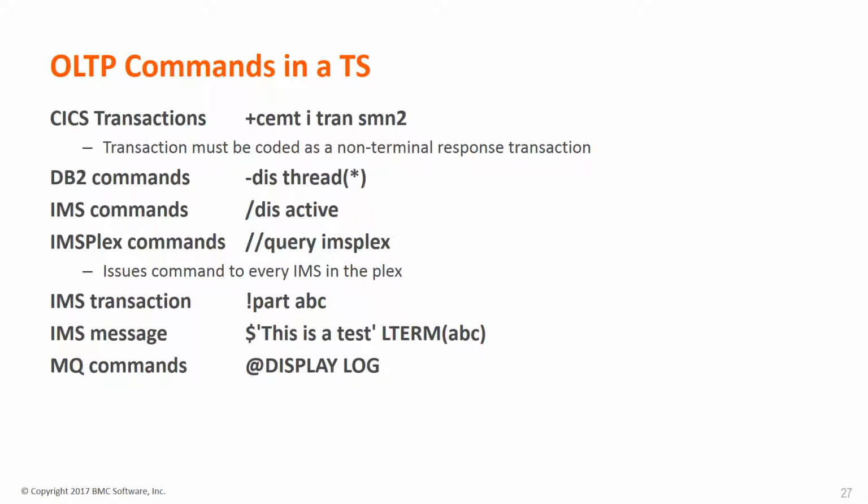You can also issue OLTP commands in your terminal session, and this is how you would do it. If you want to issue CICS transactions, you would prefix it with a plus. If you want to issue DB2 commands, you prefix it with a dash. IMS commands are prefixed with a /. IMS-plex commands are prefixed with 2 forward slashes. If you want to invoke an IMS transaction, you would prefix it with an exclamation point. If you want to write an IMS message, you prefix it with a $ sign. And if you want to issue MQ commands, you would prefix it with an @ sign.